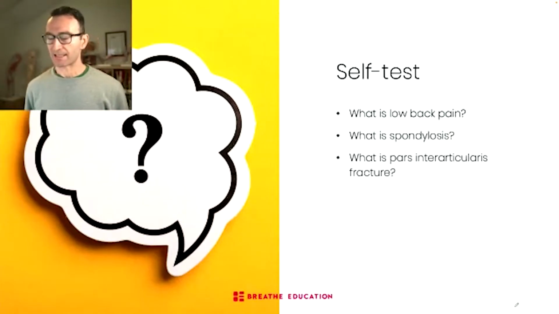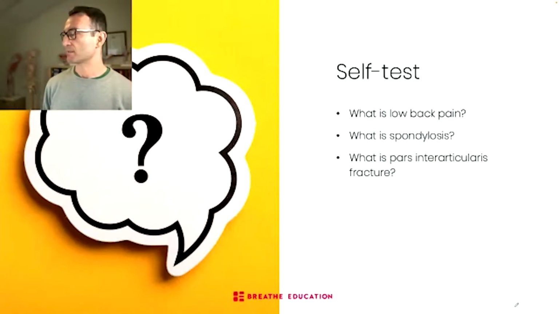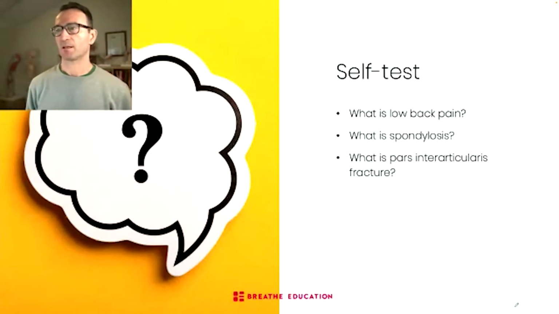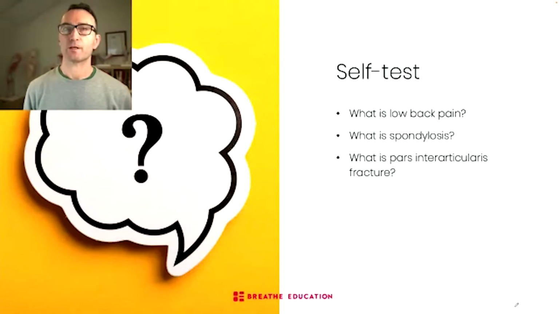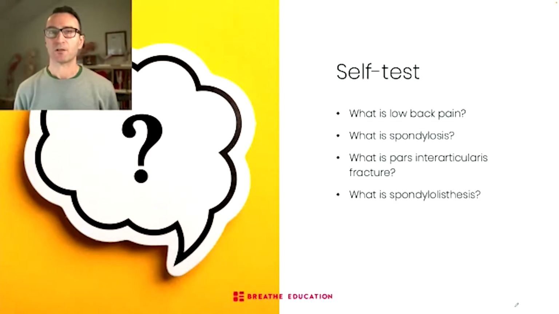What is pars interarticularis fracture? Otherwise known as a pars defect, otherwise known as a spondylolisthesis. And the answer is it is a hairline fracture in between the superior and inferior facet joints in the pars interarticularis. What is spondylolisthesis?